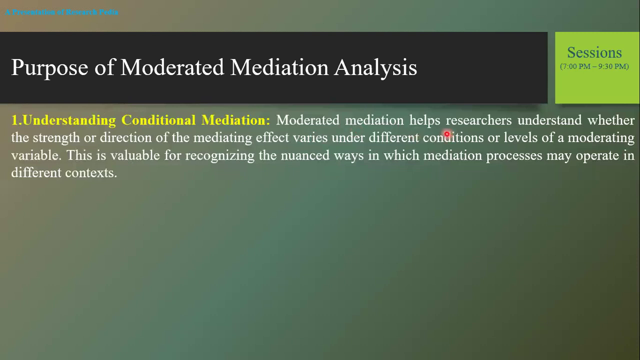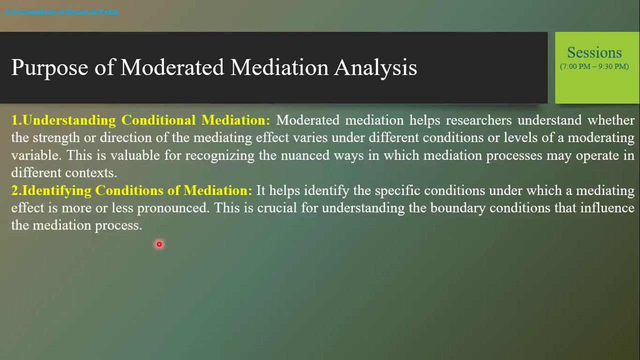Moderated mediation helps researchers understand whether the strength or direction of the mediating effect varies under different conditions or levels of the moderating variable. This is valuable for recognizing the nuanced way in which the mediation process may operate in different contexts. So you need to understand, if you want to change the strength or direction of your mediation, you are going to use this model. Model number 7 is relevant with this.